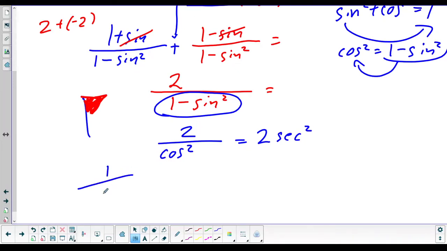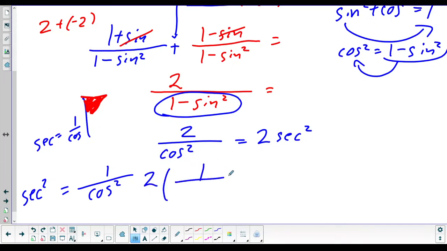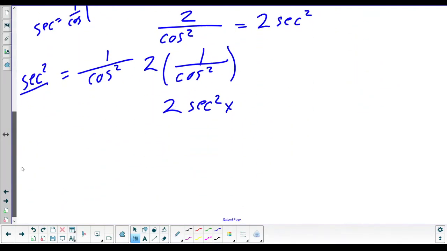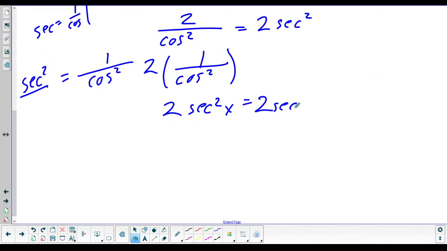How do I turn something over cosine squared into a secant squared? This is just the reciprocal identity, right? Secant equals 1 over cosine. So pretend for a second that this is 2 times 1 over cosine squared. We can turn this into secant squared. And then we're done. So that's 2 secant squared x, or is it theta? Always make sure it matches. It's x this time. Equals 2 secant squared x.